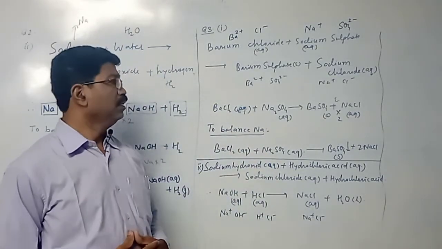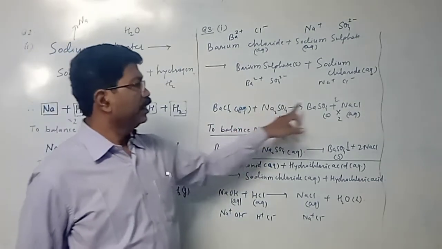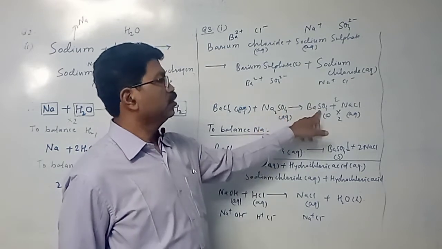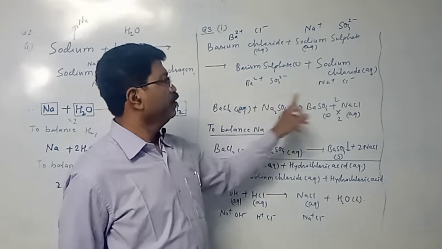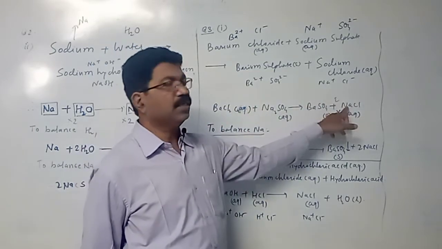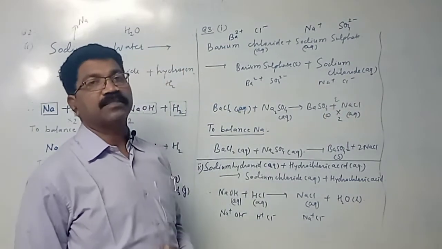Is it balanced? Let us check. Look, Na2, here it is only single Na. Sodium is not balanced. SO4 1, here SO4 is balanced. Ba1, Ba is balanced. Cl2 is there, here is only single Cl. Here is 2 Cl, here is 2 Na, here is single Na. So I come to know that I must take coefficient 2 for the NaCl.